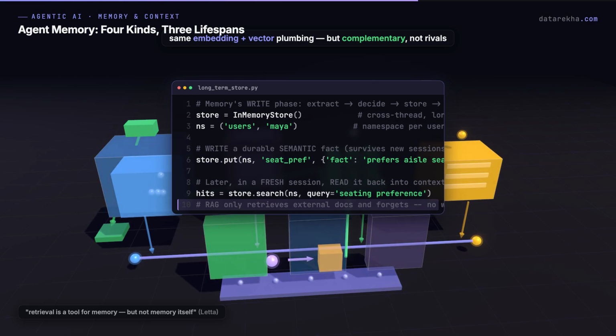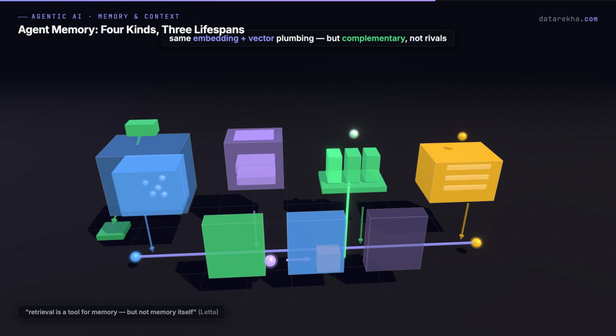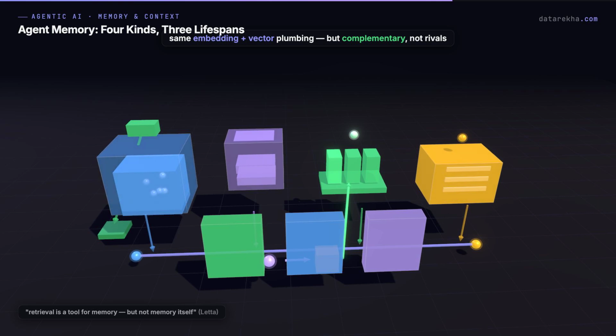There's a real vendor landscape here, all good engineering. Letta descended from MemGPT with core, recall, and archival tiers. Mem0, an extract and update memory layer, and Zep, a temporal knowledge graph. But the trap is reaching for them before you need them.